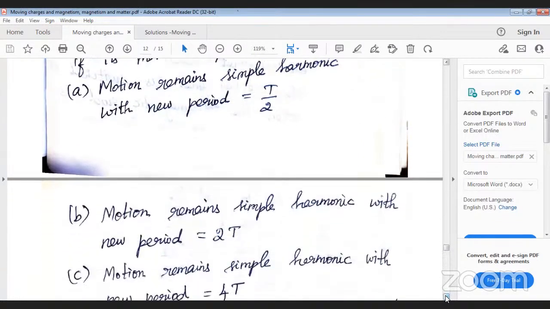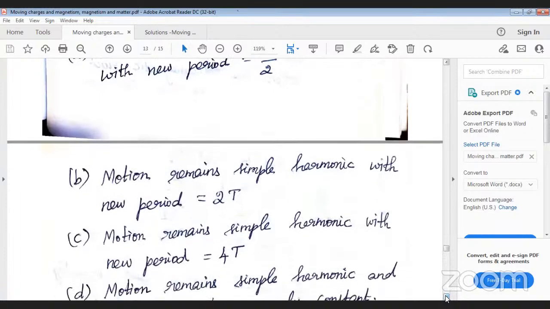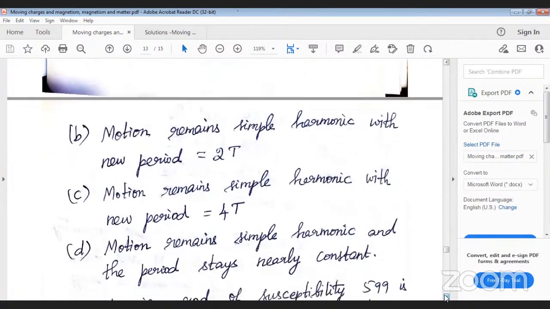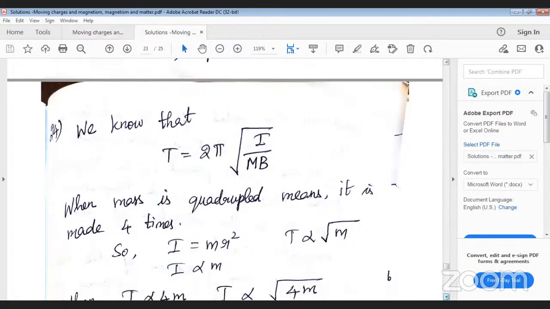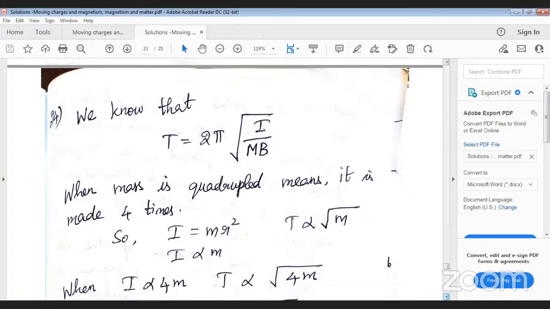Motion remains simple harmonic with new period equal to 2t. Like that, they are having the four options. So we shall see. The time period is given by, in general, T equal to 2 pi square root of I by mB. When the mass is quadrupled, it means it is made 4 times. This m you should not confuse with mass, because this m is the magnetic moment.